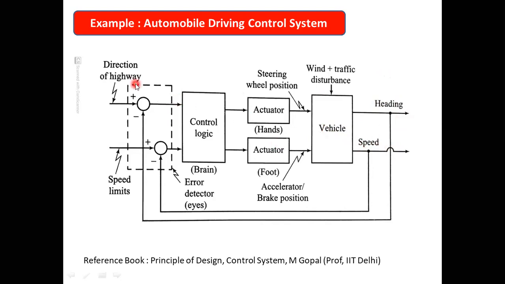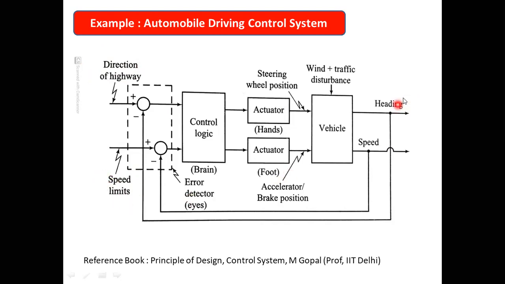Likewise, there would be two reference inputs in the same pattern. There would be the direction of the highway. At least you must know in which direction you should go. You know the destination. So the direction of the highway is the reference input, and likewise the speed limits are also a reference input.